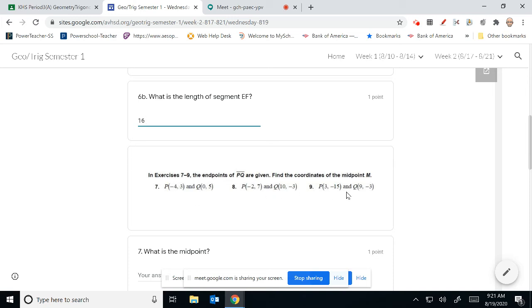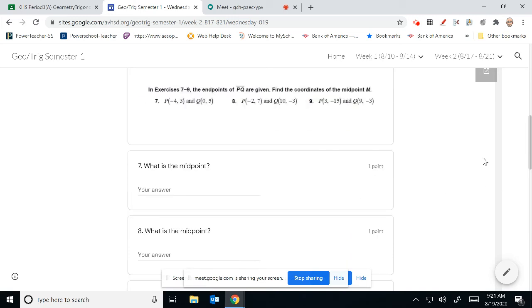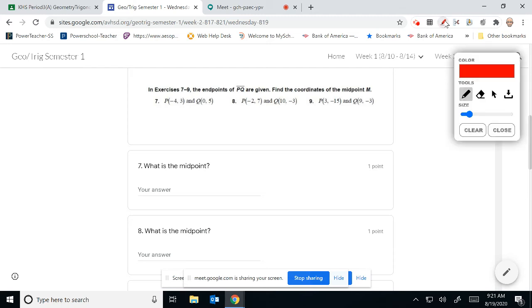There's 7, 8, 9, and then we have 10, 11, 12. So let's check those out. It says we got the 2 endpoints. We want to find the middle point. And they did not give you a graph. So I'm thinking the best way is just to use my little midpoint formula. Just find the halfway point of the 2 x's. And then find the halfway point of the 2 y numbers. If you do that, you'll get your midpoint.